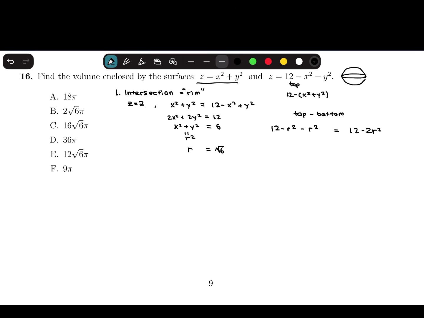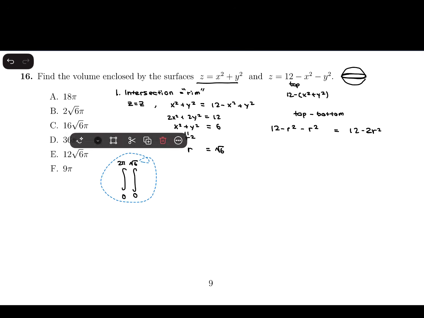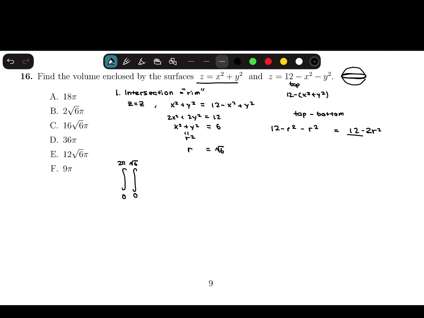But now we just have to find the volume. So we already know our radius, and this is just a circle. So our bounds will be for the radius 0 to square root of 6, and for theta 0 to pi. Let me move over here so we have a bit more space. But we already have our integrand right here. That'll be 12 minus 2r squared.